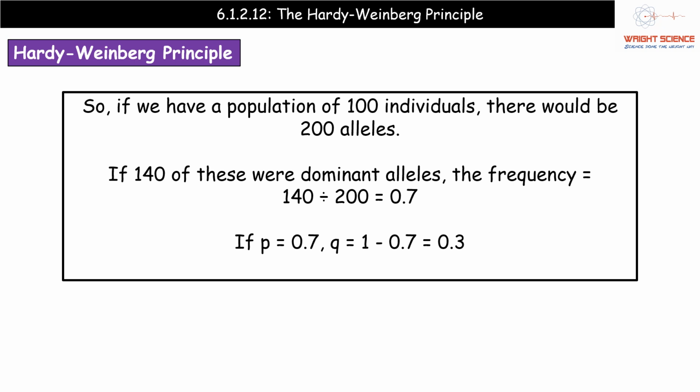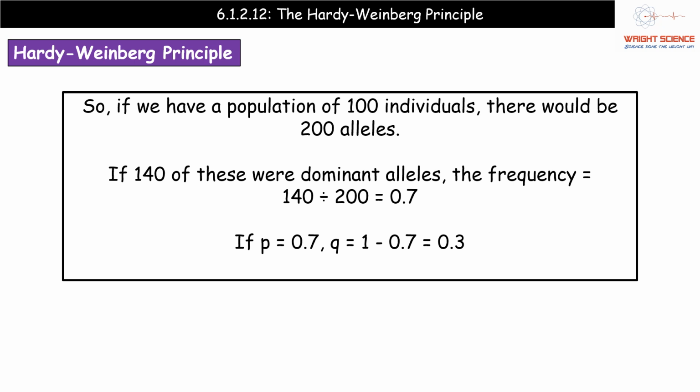If we just apply that first part to an example question, if we've got a population of 100 individuals, then we are going to have 200 potential alleles present. Now, if out of those 200 alleles that are present, 140 of them are dominant alleles, the frequency of dominant alleles in that population is going to be 140 divided by 200.